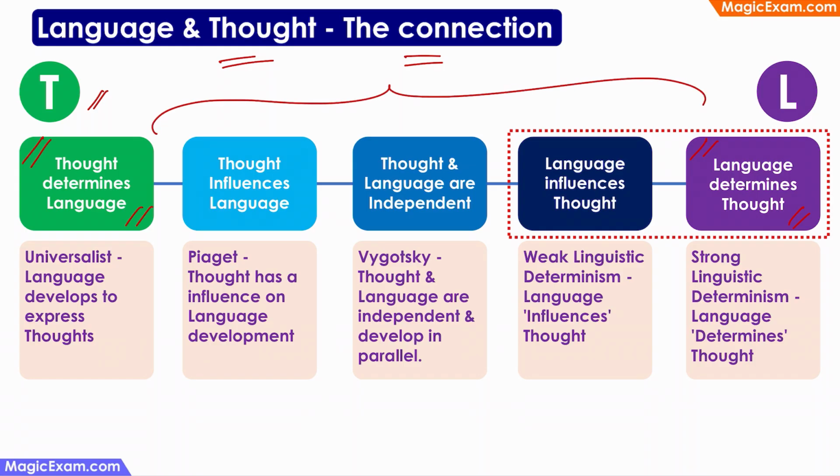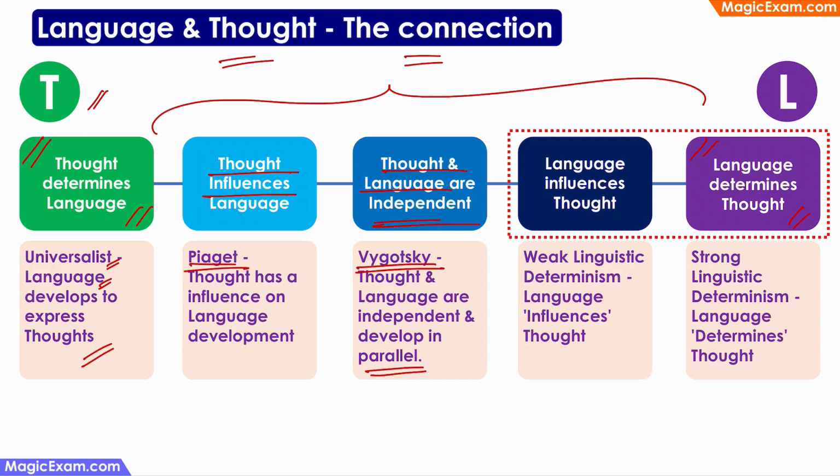On the extreme left, we have the Universalist language theory, which says that language develops specifically to express thoughts. If we move a little towards the right, we have Piaget's theory, which says that thought influences language. And if we move a little further towards the right, we reach the center, and this is where Vygotsky's theory comes in, who says that thought and language are independent. They do develop in parallel and they do influence each other to a certain extent, but they are independent.